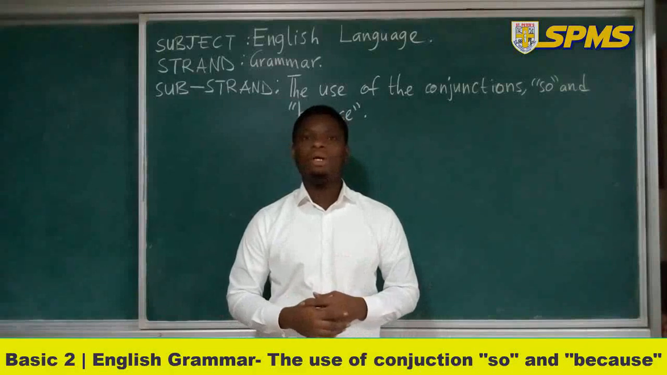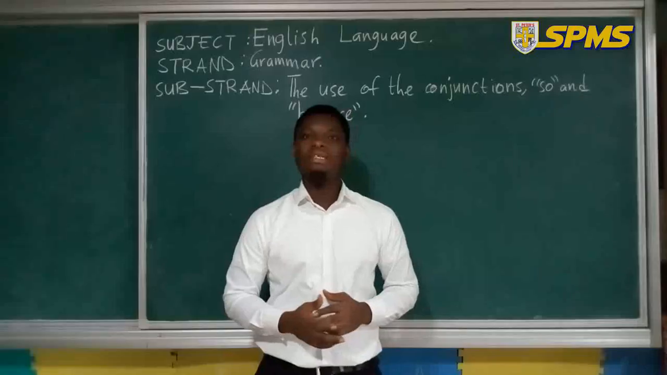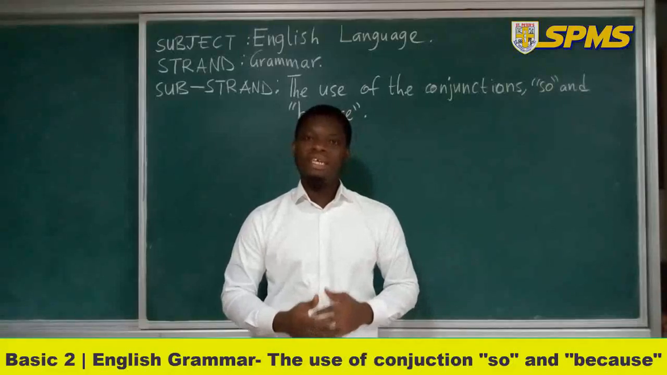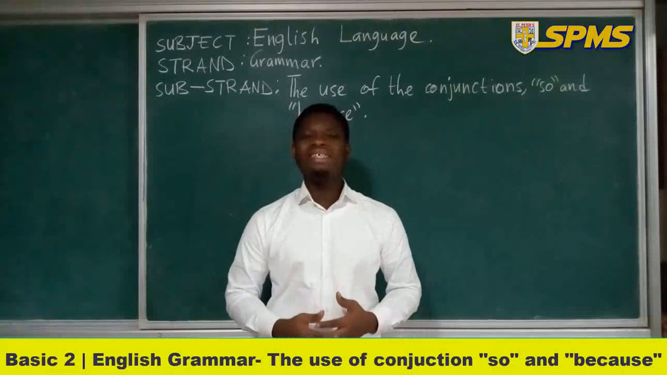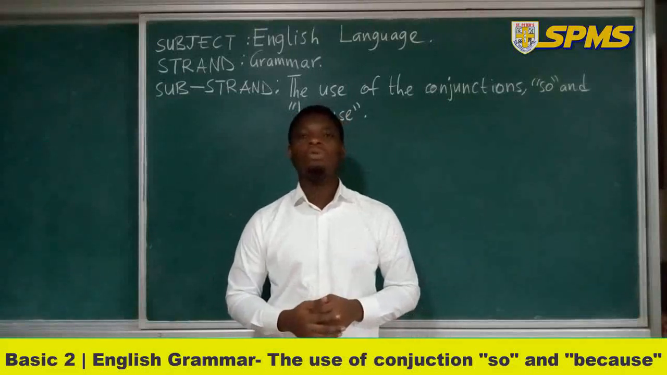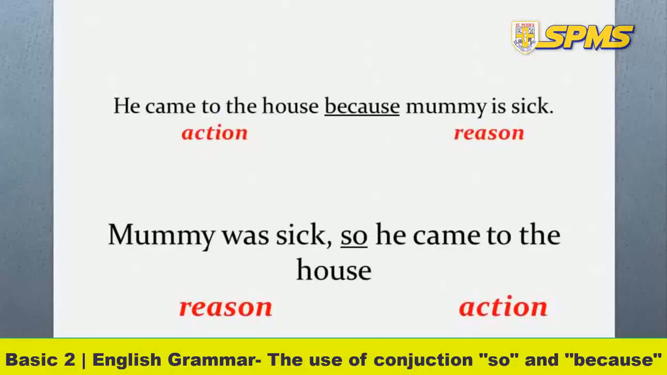For example, a sentence like, he came to the house because mommy was sick. He came to the house because mommy was what? Sick. So why did he come to the house? He came because mommy was sick. So the action was that he came to the house, and the reason for the action was that mommy was sick. And in the same sentence we can use so. It will go like, mommy was sick, so he came to the house.